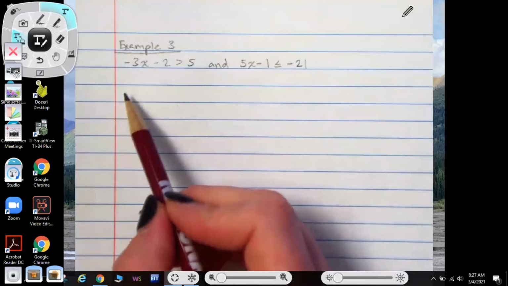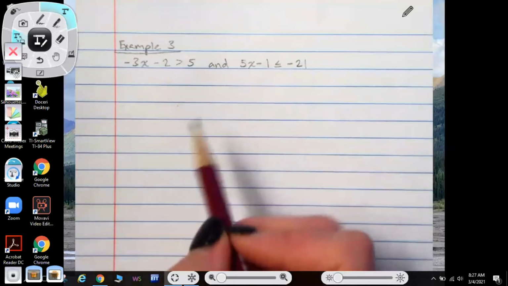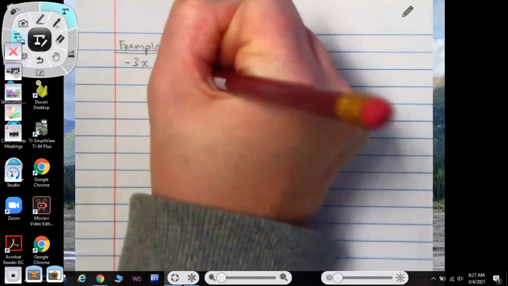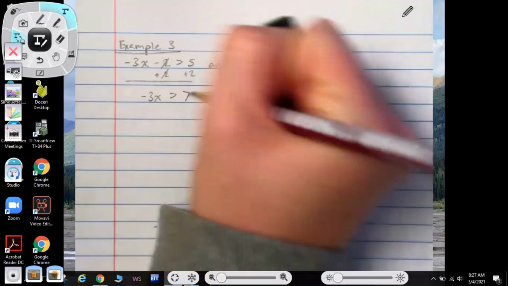Okay, we have negative 3x minus 2 is greater than 5, and 5x minus 1 is less than or equal to negative 21. We're going to solve both of these inequalities separately. So add 2 to both sides. We get negative 3x is greater than 7.